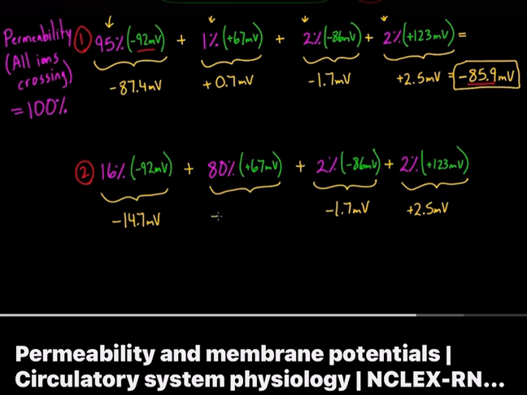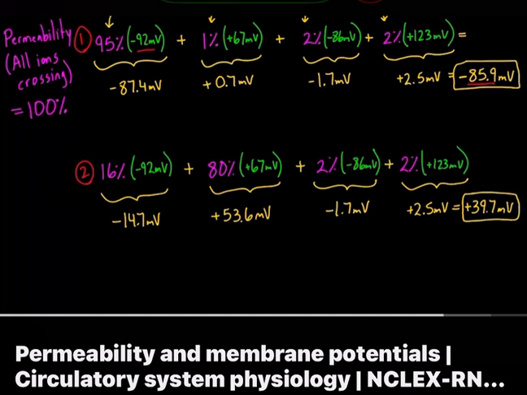And now this is going to be a huge number, right? Compared to that measly 0.7 that we had before. Now we have 53.6 coming from sodium. So now sodium is playing a much bigger role than it was last time. And if I was to add up these four numbers, my overall permeability was 100%, and my overall membrane potential as a result of that is going to be positive 39.7. So we went from negative 85.9 to positive 39.7.